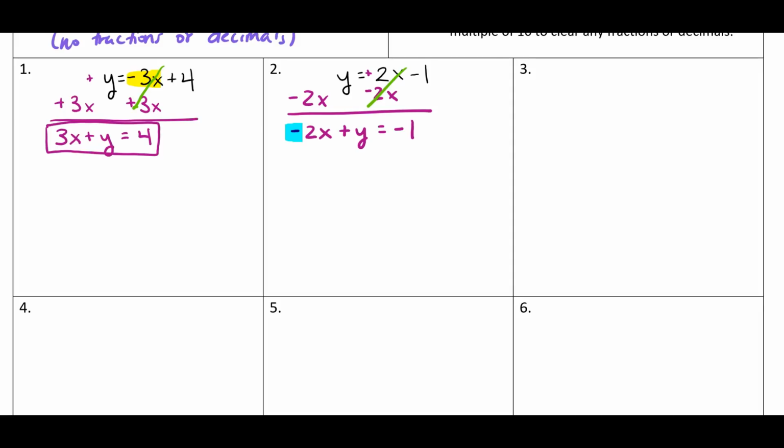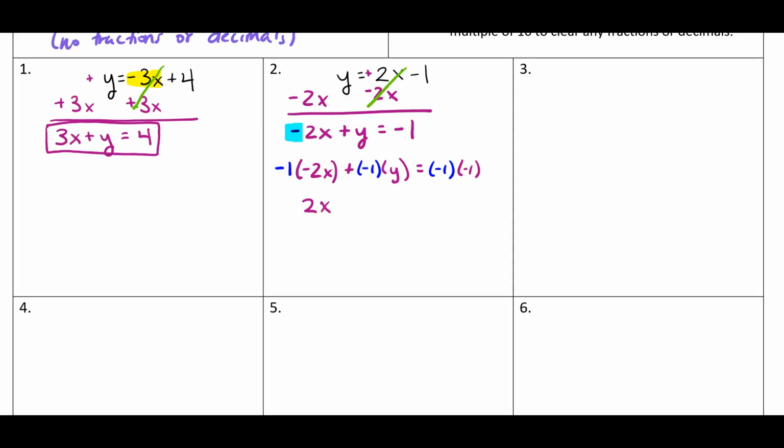Now we can't simply just remove it. We need to instead manipulate the equation. So we are going to multiply every single term in this function by a negative 1. So here's what this is going to look like. We're going to have negative 1 times negative 2x plus negative 1 times y equals negative 1 times negative 1. So notice the negative 1 occurs for every single term. And now we're going to simplify. So negative 1 times negative 2x is positive 2x.